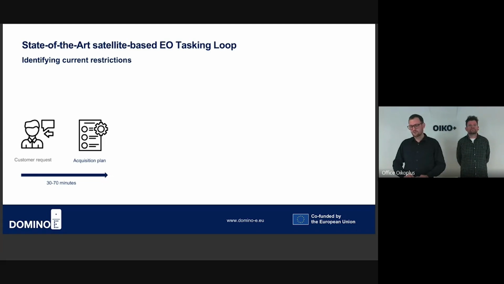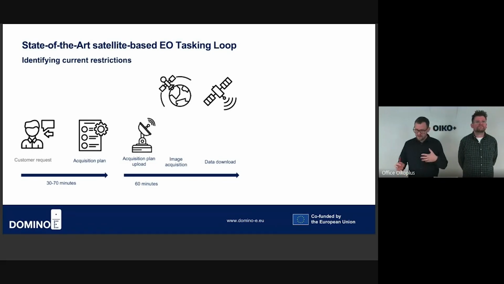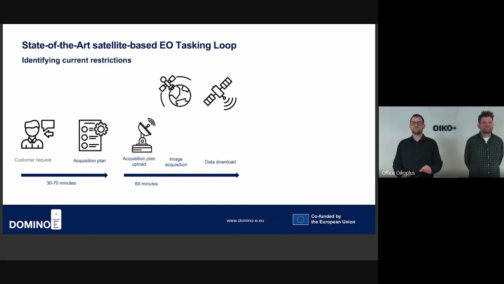Now, once this acquisition plan has been defined, it is first uploaded to the satellite. The satellite in orbit takes the image, so there's the image acquisition, and then this image is downloaded to Earth and to the ground segment again. And that takes, in the ideal case, at least 60 minutes again.